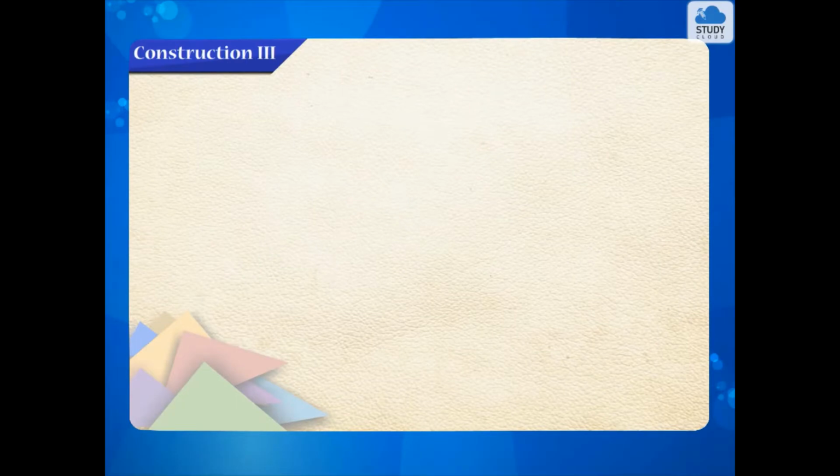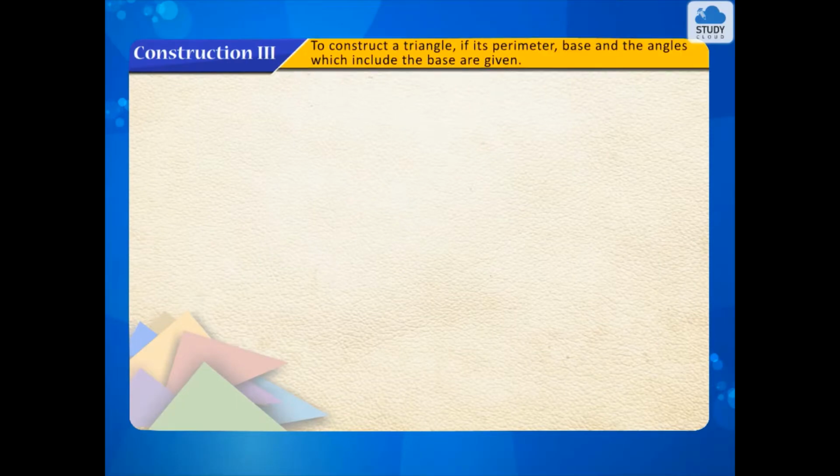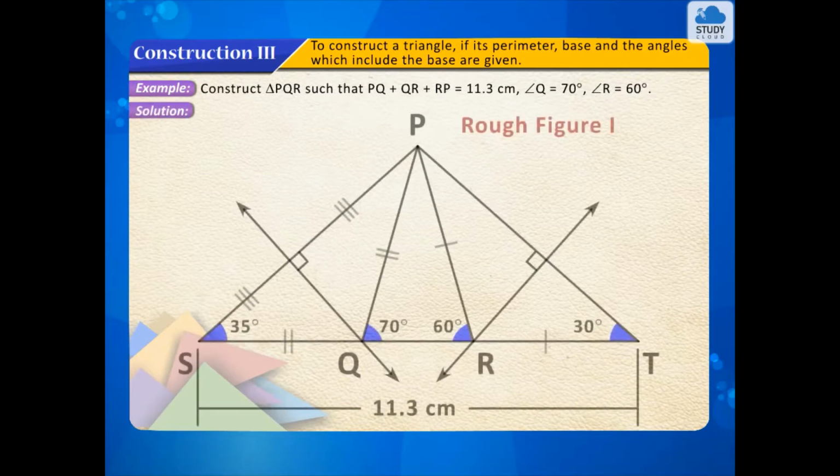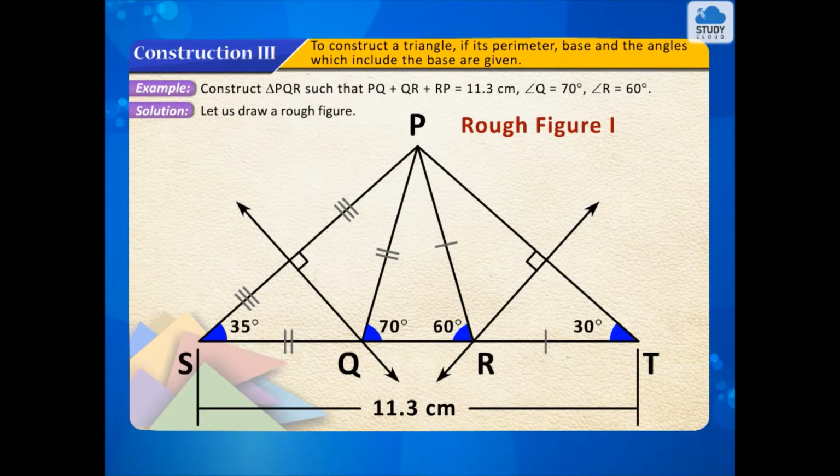Construction 3. To construct a triangle, if its perimeter, base and the angles which include the base are given. Example: construct triangle PQR such that segment PQ + segment QR + segment RP = 11.3 cm, angle Q = 70 degrees, angle R = 60 degrees. Solution. Let us draw a rough figure.